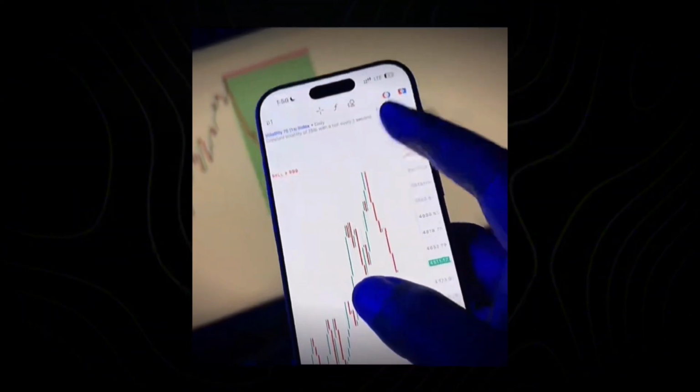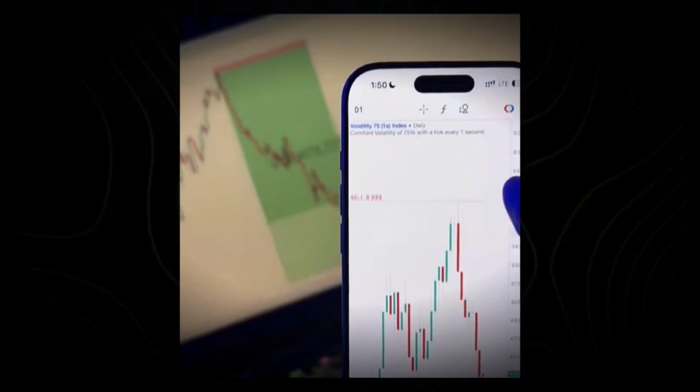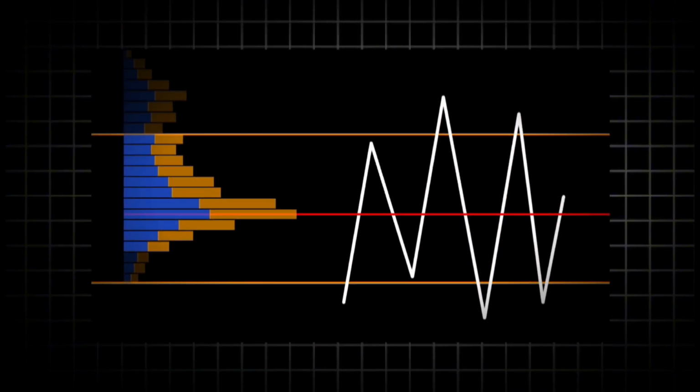And at the end, we are going to look at a V75 entry that took my $100 to $60,000, all because this powerful indicator gave me the signal.